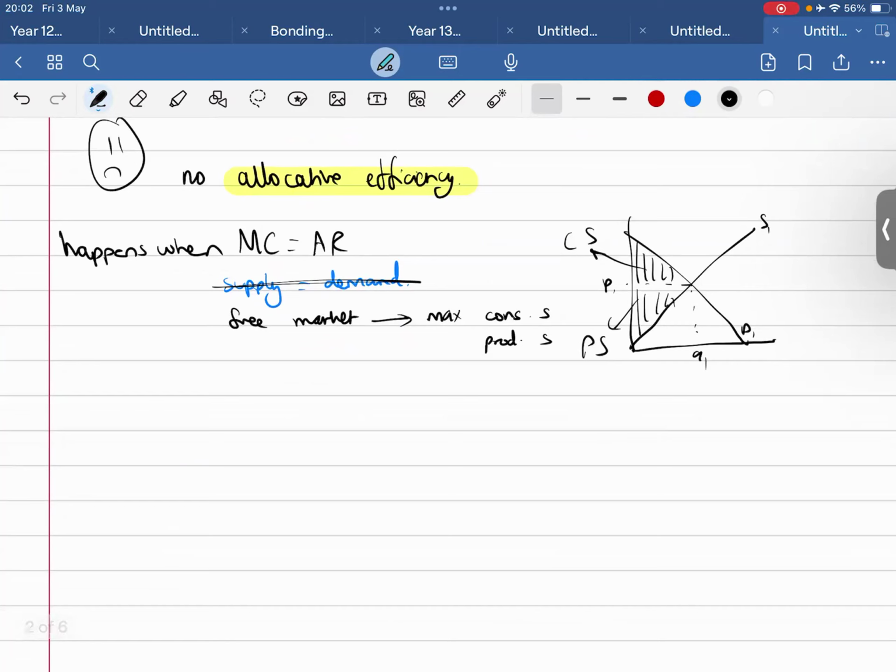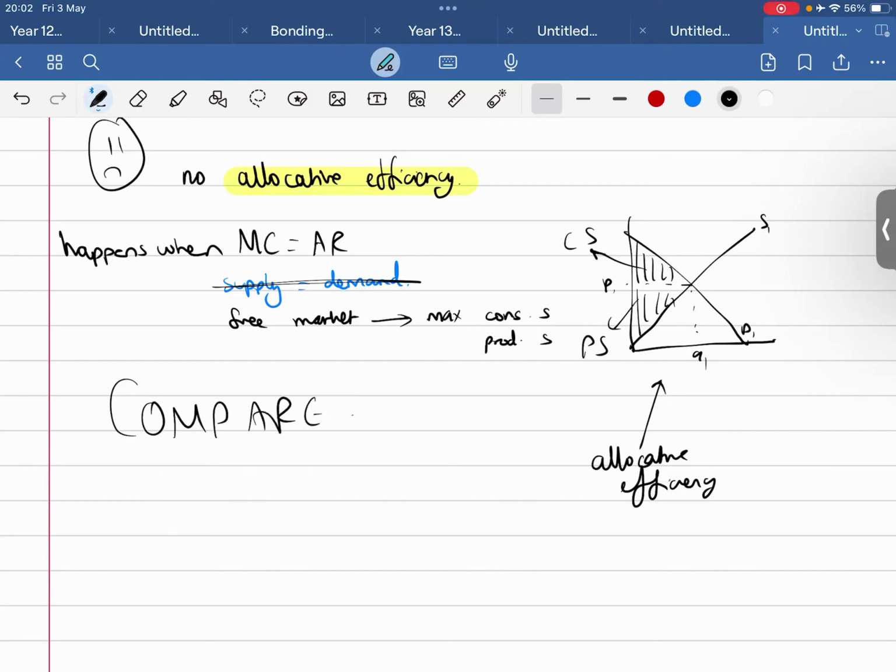Is this diagram showing that there is allocative efficiency? Yes, this diagram here is showing that there is allocative efficiency. And the diagram above is a monopoly one where there's not allocative efficiency. So then we can compare.